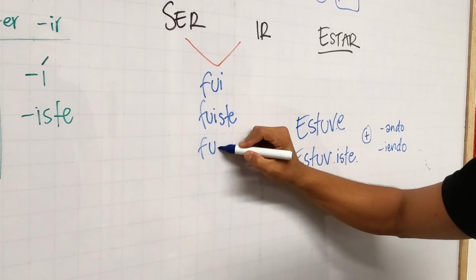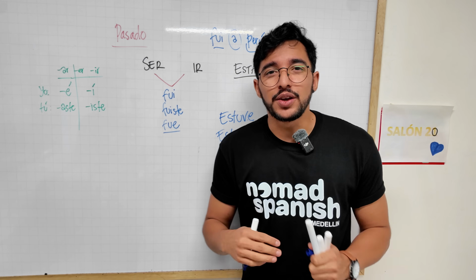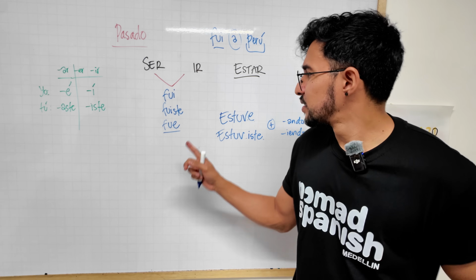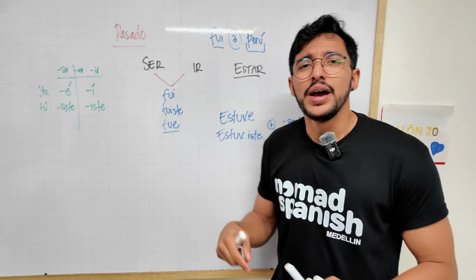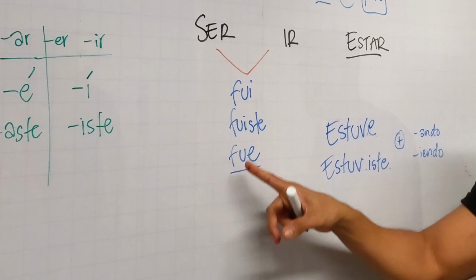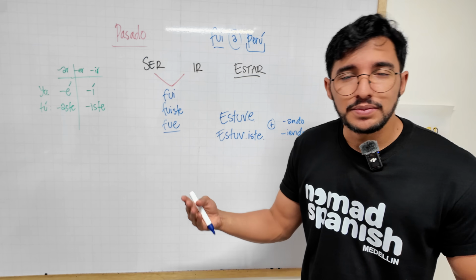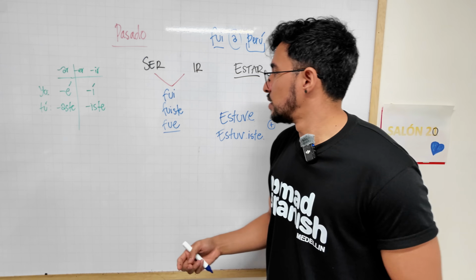Then he went or he was, it would be fue. If I say, mi abuelo, my grandfather, fue un doctor. What do you think I'm saying? That fue can be ser or ir? To be or to go? It would be mi abuelo was a doctor. Mi abuelo fue a España. My grandfather was or went? Of course, went to Spain. Bien.